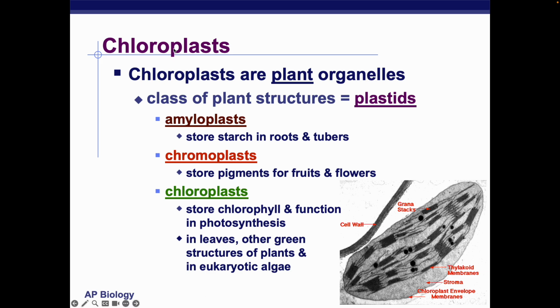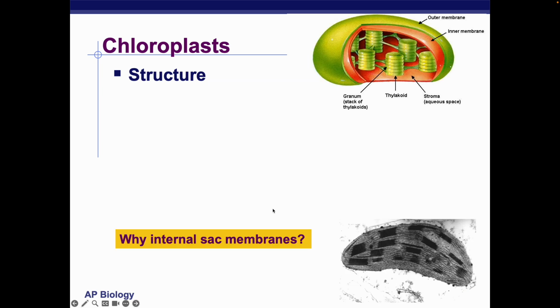So these are chloroplasts, and we have a few different types. An amyloplast stores starch in roots and tubers. A chromoplast stores pigments, and a chloroplast stores chlorophyll, the pigment, and functions in photosynthesis. Over here we have the structure. We have thylakoids, which are the main thing that absorbs light. We have a stroma, which is the aqueous space, kind of like the cytosol. And we have a granum, which is just a stack of thylakoids.